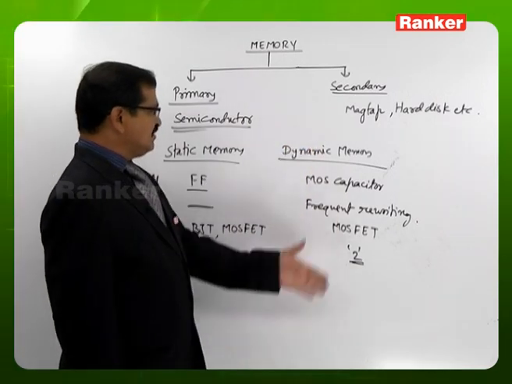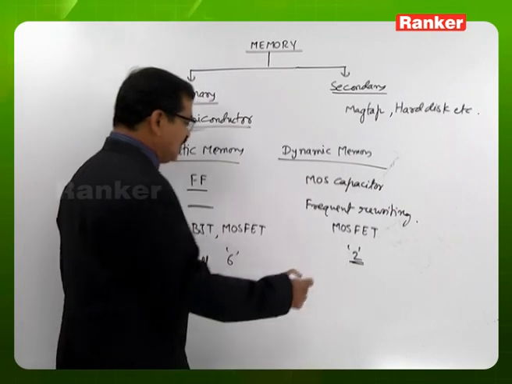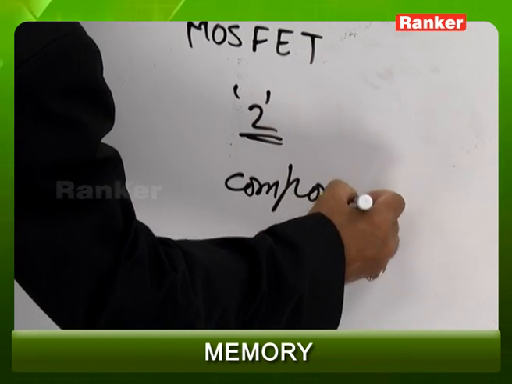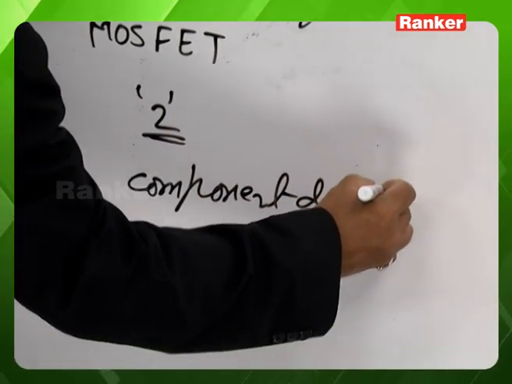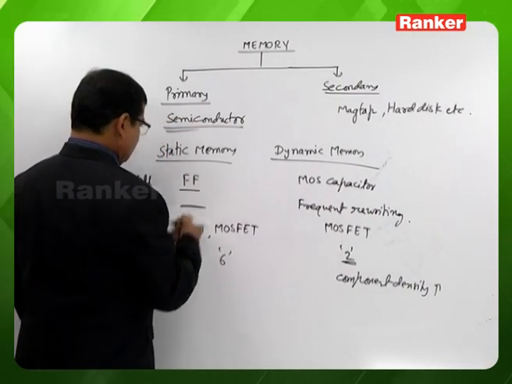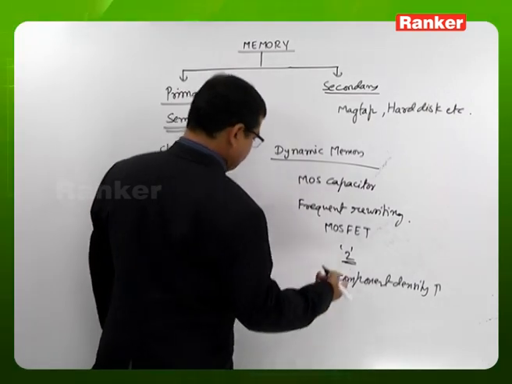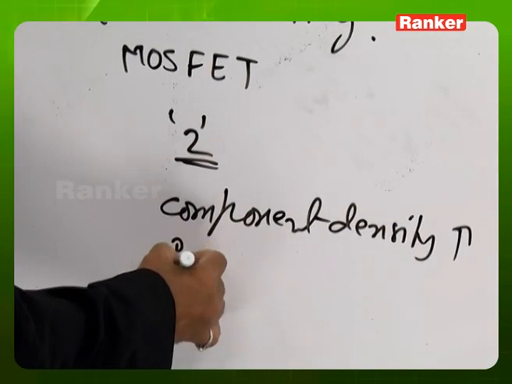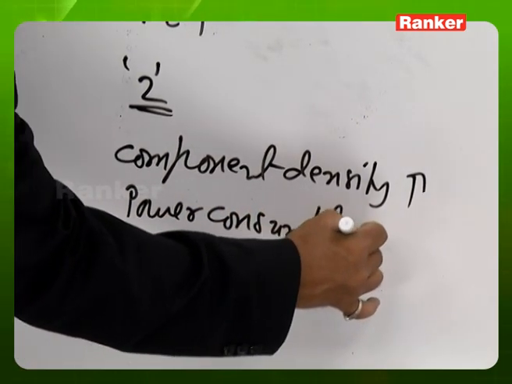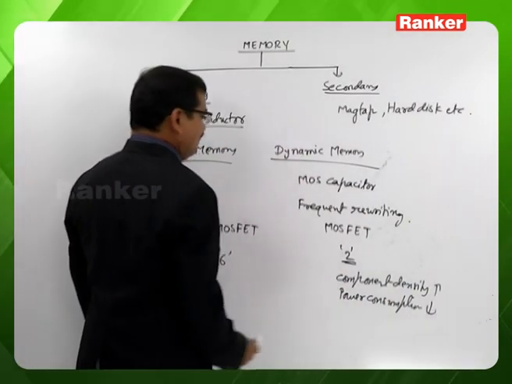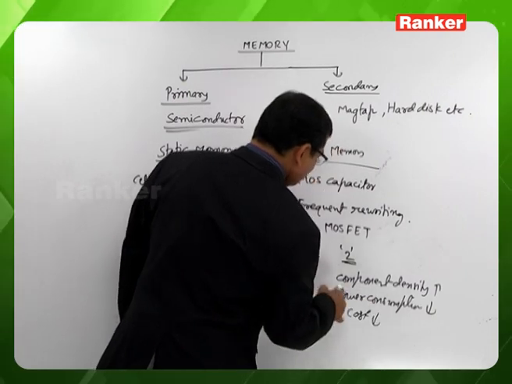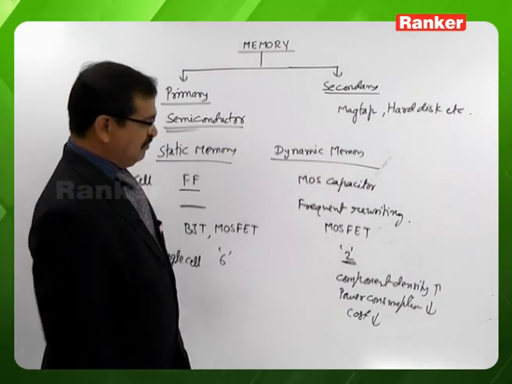While using fewer transistors, definitely the component density is more. Comparing to the static memory, for dynamic memory the component density is more, and power consumption is less, and definitely the cost of the memory will be less. All these are considered to be the advantages.